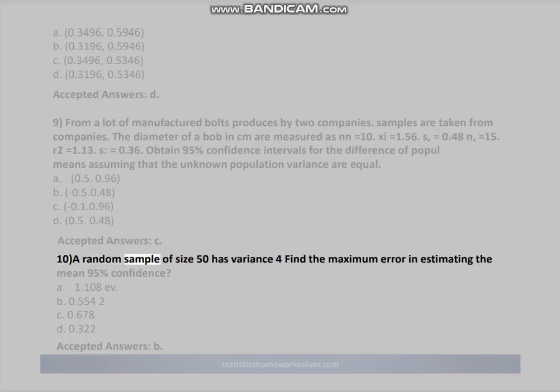10. A random sample of size 50 has variance 4. Find the maximum error in estimating the mean with 95% confidence. A. 1.108. B. 0.5542. C. 0.678. D. 0.322. Accepted answer, B.